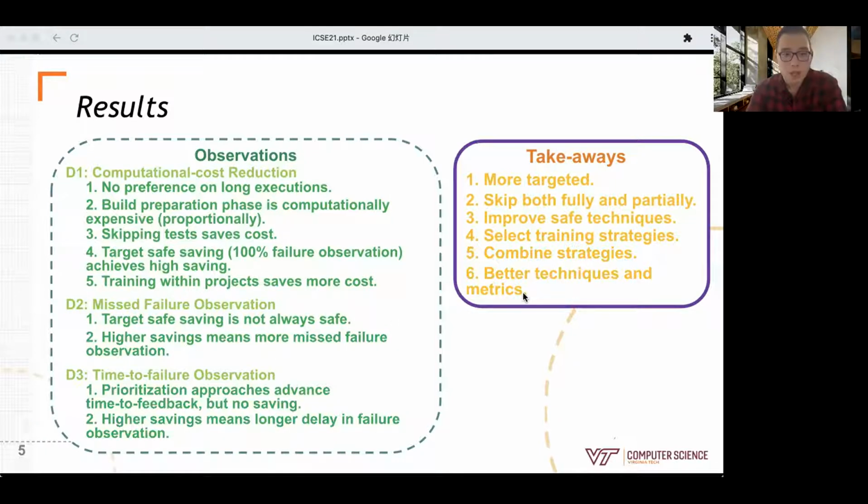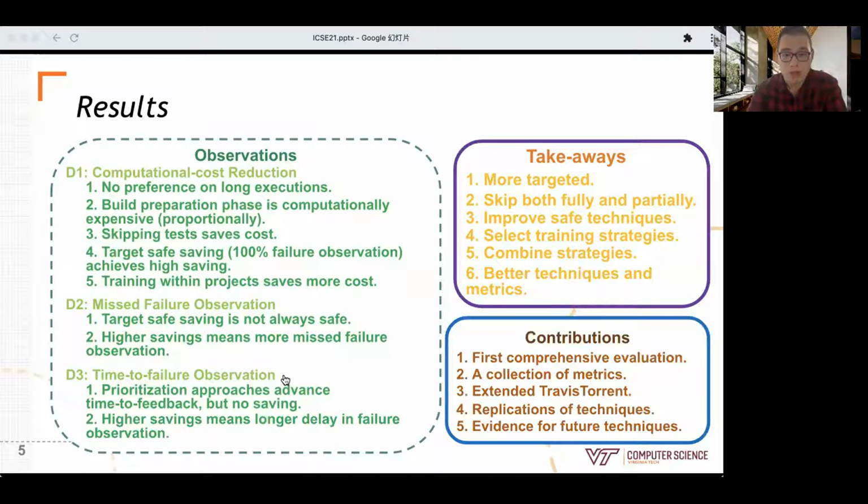To summarize, the main contribution of this work is that we proposed the first comprehensive evaluation of CI improving techniques. And we included a collection of metrics in different dimensions. We also extended the TravisTorrent dataset and replicated different techniques under the same environment. Finally, this work provides evidence to design future techniques, such as allowing skipping both full and partial builds. With this, I will be happy to answer your questions.